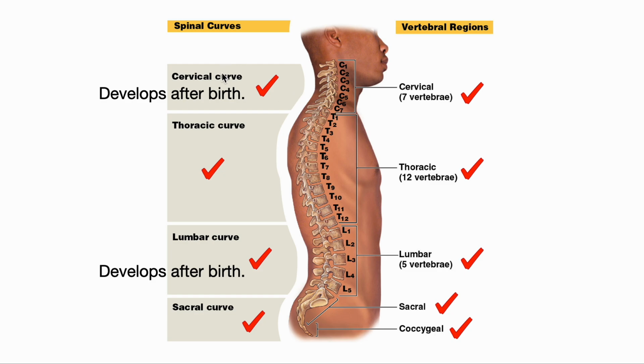When it comes to the curves, these are very important for us and our ability to walk upright. We are born with a thoracic curve and a sacral curve, but our cervical curve and our lumbar curve develop after birth. The cervical curve development is what allows babies to hold their head up, and the lumbar curve development is what's going to enable the ability to walk. So these are important to normal development.